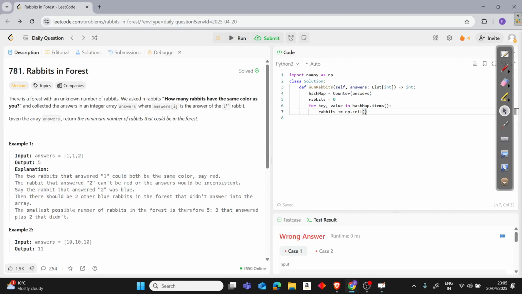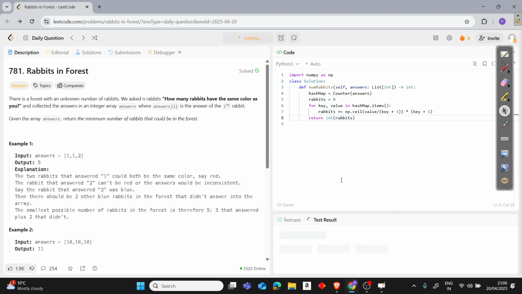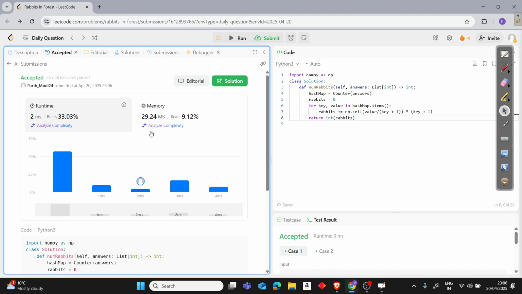So whatever is my value, it should be divided by key plus 1, and just multiply whatever we are getting with key plus 1, and simply return rabbits. Let's rerun. Okay, it's giving float, so I think we have to take the integer of it at the end. It can be handled in a different way as well, but that also works. Just typecast it to integer and it works.